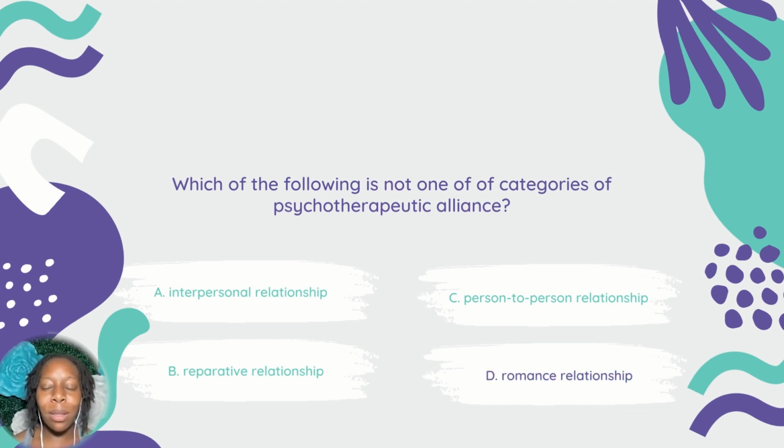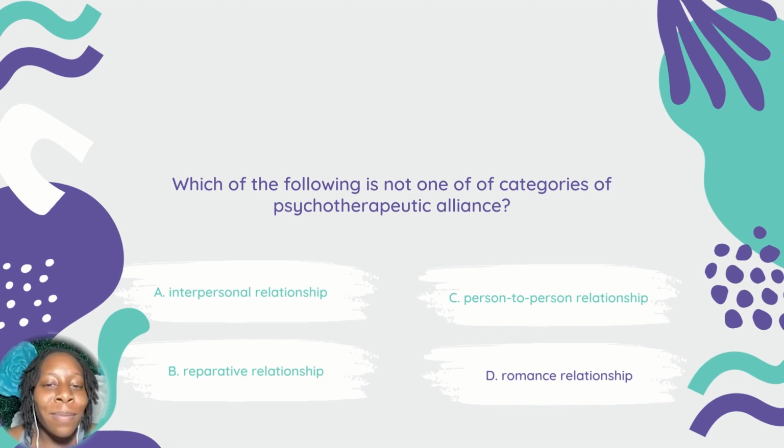All right, romance. Even if you didn't know how to answer this question, psychotherapeutic alliance. Alliance means positive. It means healthy. It means safe. Psychotherapeutic is therapeutic. It's healthy. It's safe. It's productive. It's conducive. It's helpful. It's warm. It's kind.